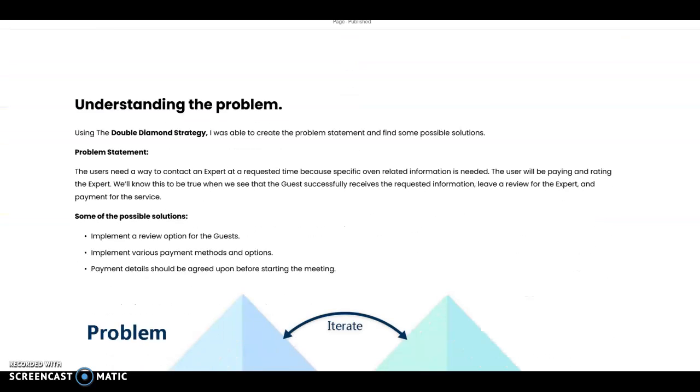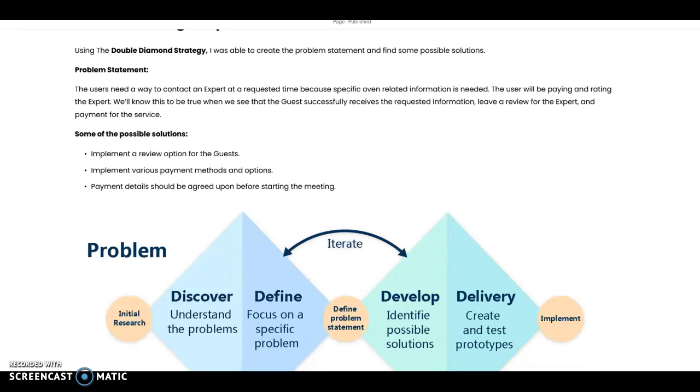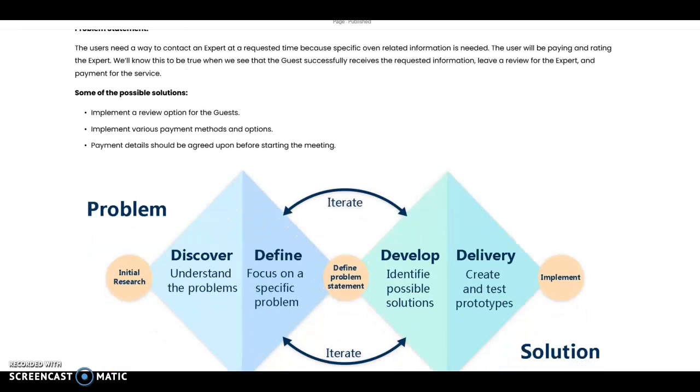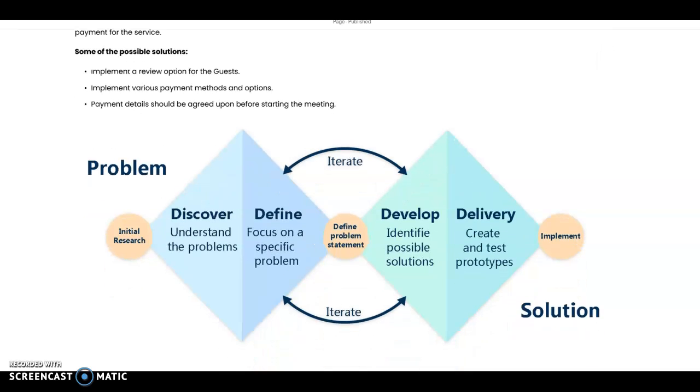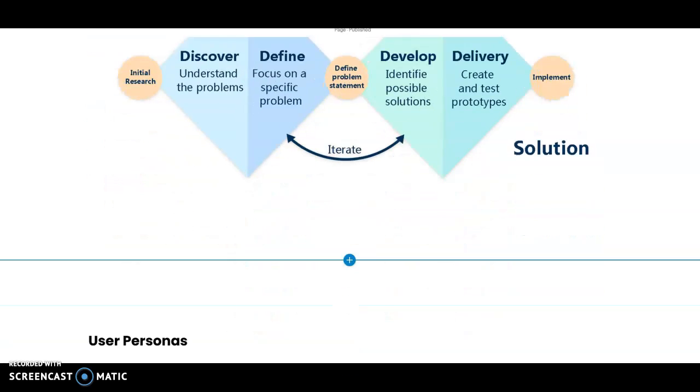For the problem statement, we used the double diamond strategy. This strategy helped me to create a realistic problem statement and some possible solutions to this problem. In my opinion, the double diamond strategy is a great strategy that helps me identify those problems that the user has and need to implement during the application.